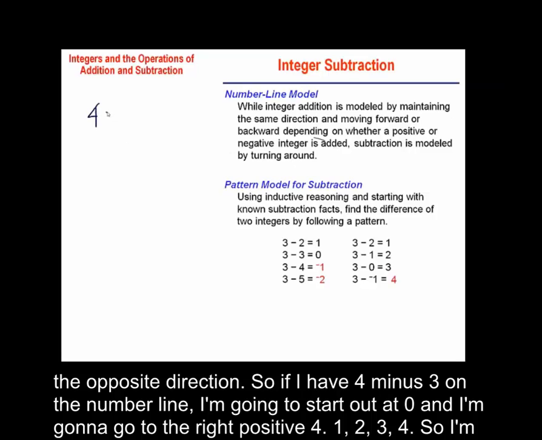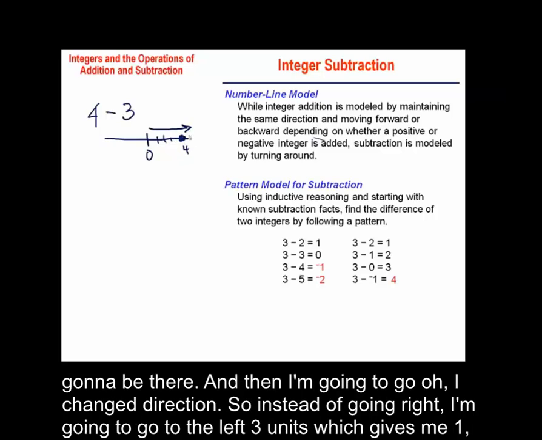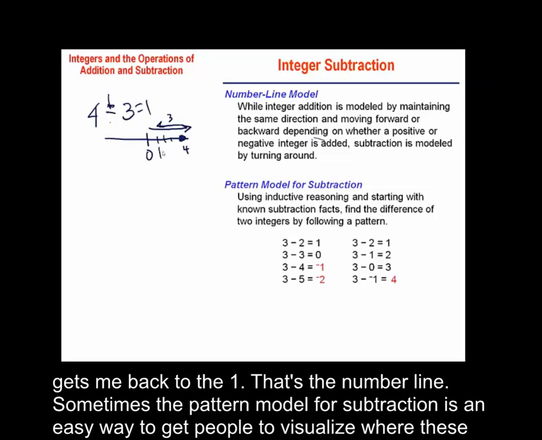So if I have 4 minus 3 on the number line, I'm going to start out at 0, and I'm going to go to the right, positive 4. 1, 2, 3, 4. So I'm going to be there, and then I'm going to go, oh, I changed direction, so instead of going right, I'm going to go to the left 3 units, which gets me back to the 1. That's the number line.